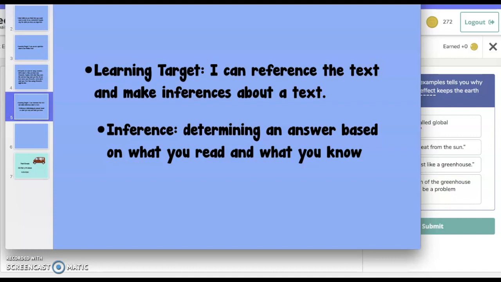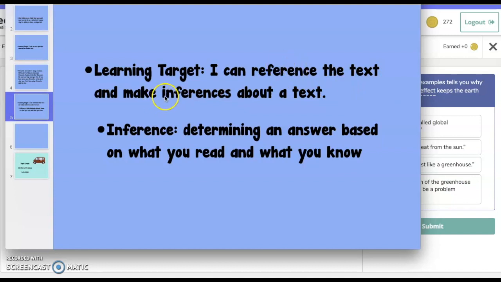So, today we're going to be looking at a couple mini passages, and our goal here is to be able to reference the text, or go back to the text, and make inferences about the text. And we're going to be looking at informational text today. So we're not going to be looking at fictional stories. We're going to be looking more at nonfiction.